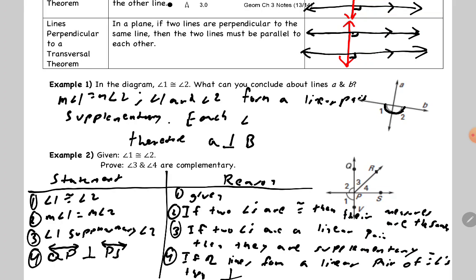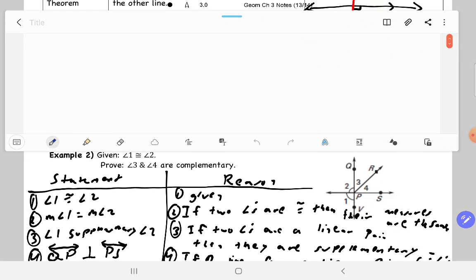And now let's see if I can bring back that window. There we go.